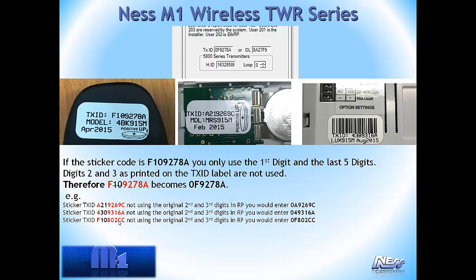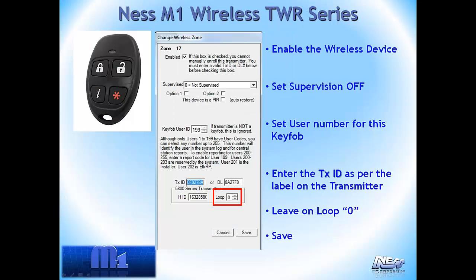First digit and the last 5 digits, and that's what would be entered, and RP would automatically put a 0, or you can put it. So once you've learnt that, put that TXID in. Because it's a radio key fob, you leave loop 0 set for 0, hit save, and that radio key fob would start working. It would start as default, arm and disarm the panel, and button 3 and 4 are not enabled on the system, but 1 and 2 for arm disarm are enabled.